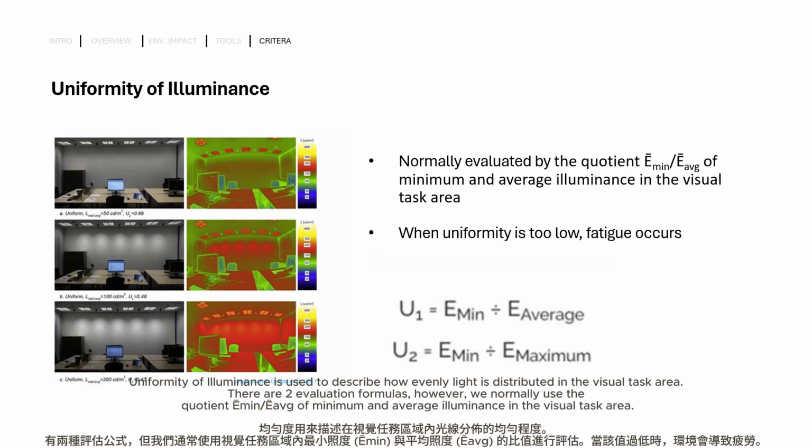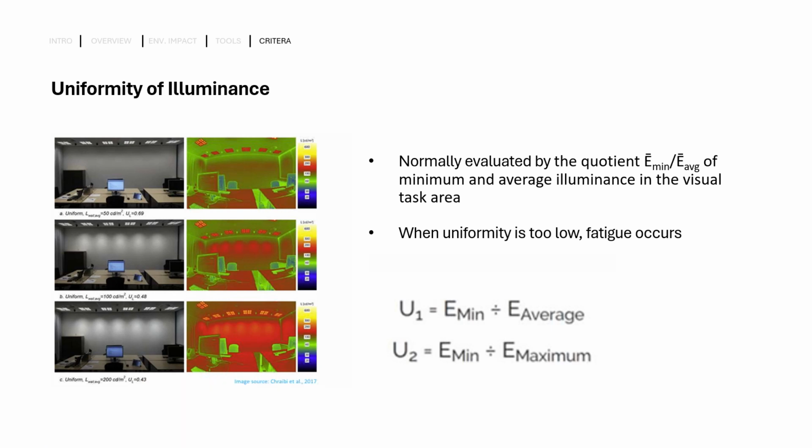Uniformity of illuminance is used to describe how evenly light is distributed in the visual task area. There are 2 evaluation formulas as shown in the lower right corner. However, we normally use the first one, the quotient E minimum over E average of the minimum and average illuminance in the visual task area. When the value of illuminance is too low, which means that the uniformity is low, the environment causes fatigue.